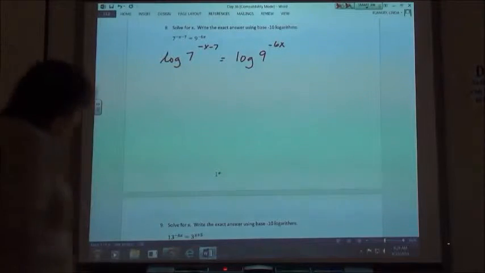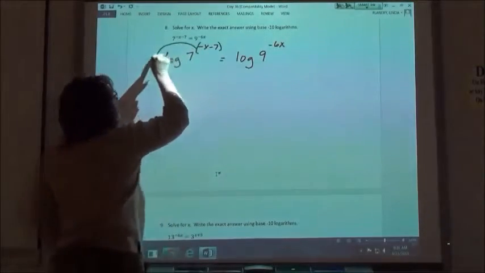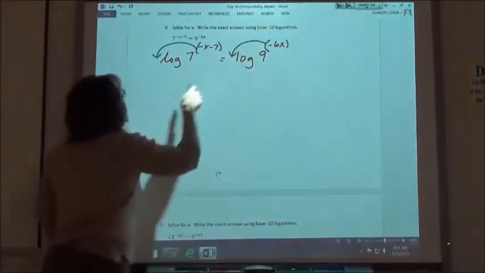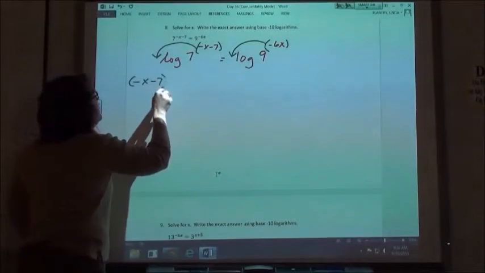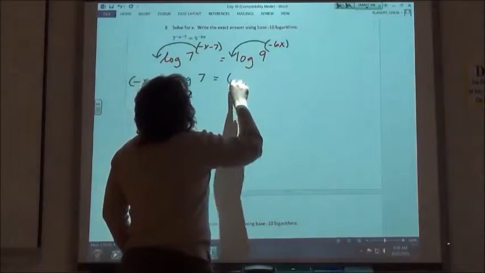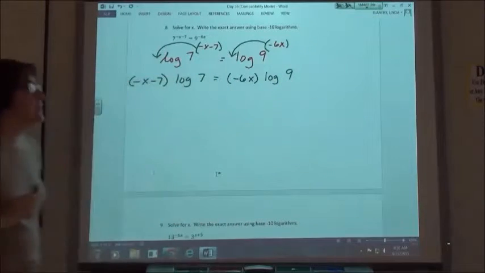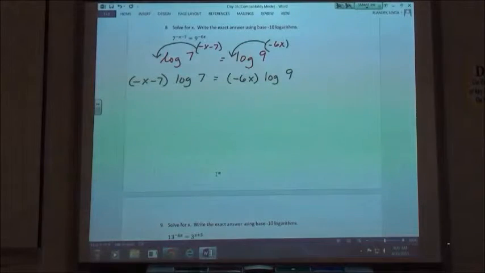And then what are we going to do with that? And then we are going to switch. So it's going to be negative x minus 7 times log 7 equals log 9. Whoops, we got to do the same thing on the other side. So we got to move that negative 6x out in front also. So take both our exponents, put them in front of the logarithm. Negative 6x times log 9.